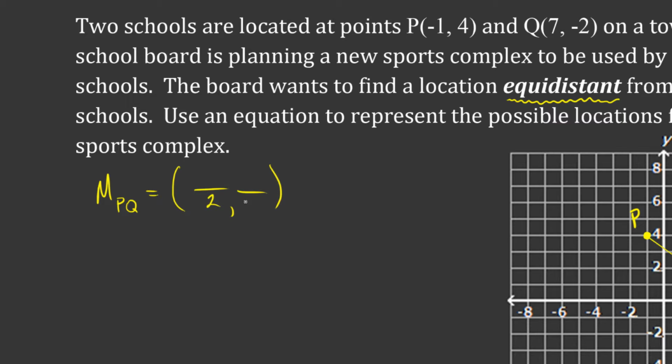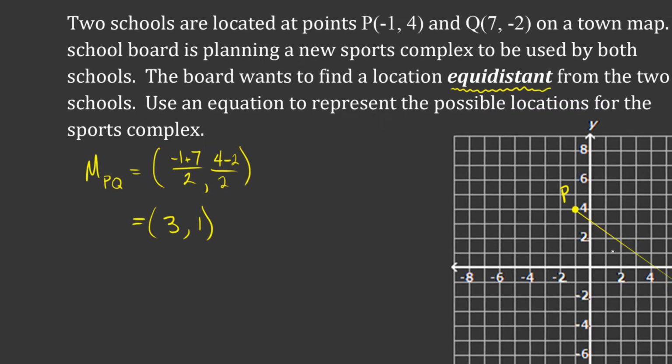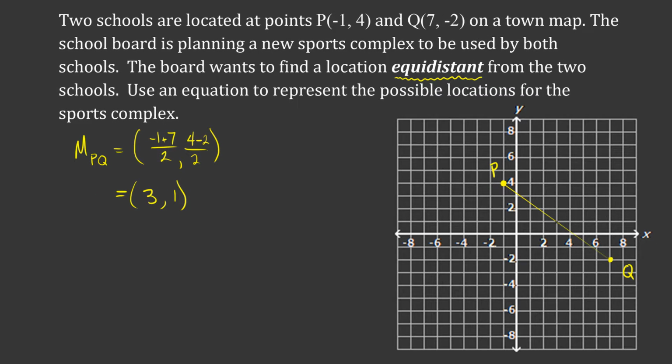We're going to average our x's, average our y's. So -1 plus 7 divided by 2, and 4 plus -2 divided by 2. And so I get the midpoint of 6 over 2, 3, and 2 over 2, 1. So 3, 1. So let's just mark 3, 1 right here as my midpoint. And that is equidistant between the two towns. Now they said to use an equation to represent the possible locations. So I found one location, and this isn't an equation.